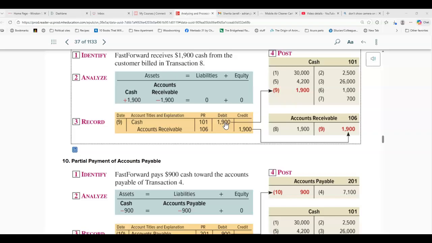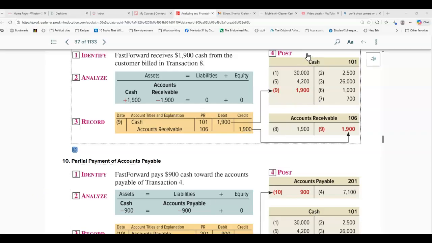Cash, debit of $1,900 in the journal, accounts receivable credit of $1,900 in the journal, post the $1,900 debit to cash, post the $1,900 credit to accounts receivable. As you can see here, if you came up with a balance of accounts receivable at this moment, accounts receivable would have a zero balance. If you came up with a balance in cash, it would be something different.